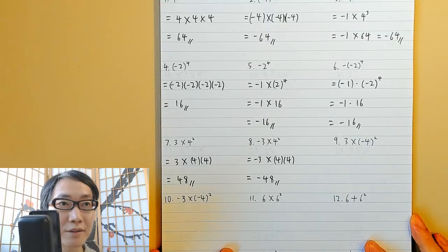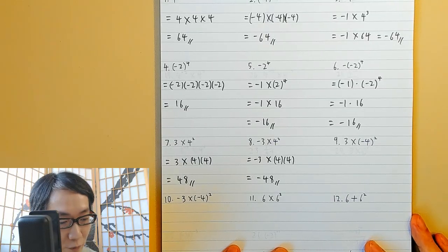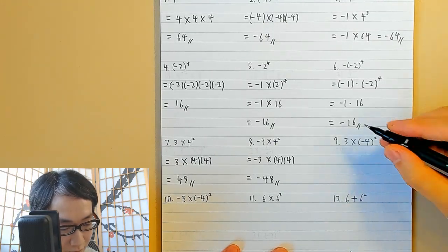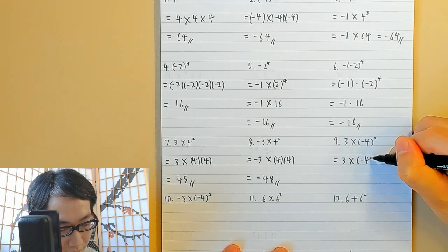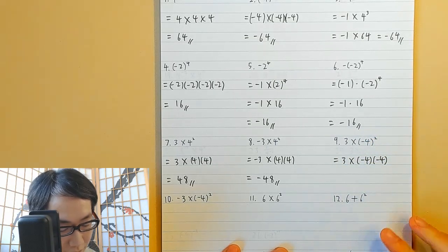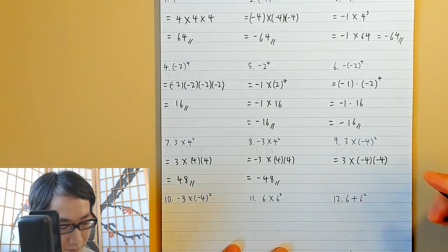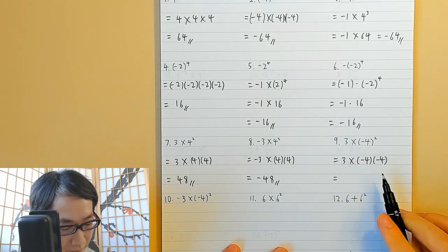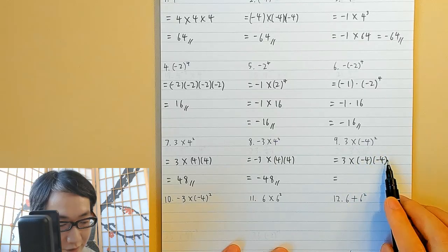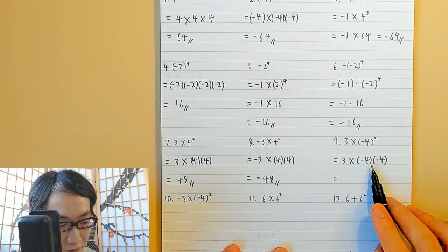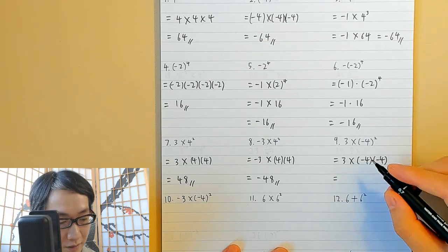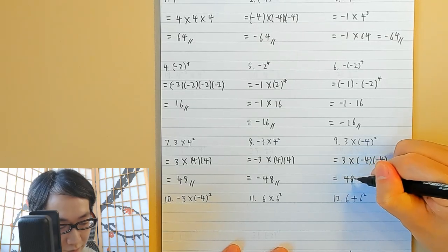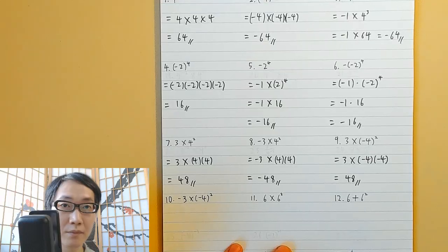And number 9, 3 times negative 4 squared. So negative 4 times negative 4 is positive 16. So 3 times positive 16 is positive 48.